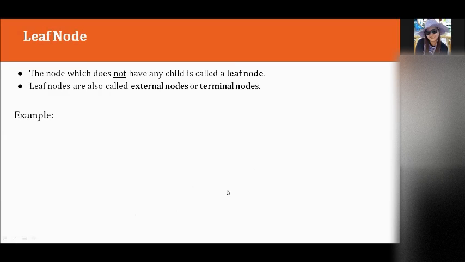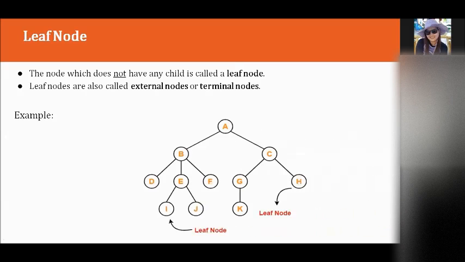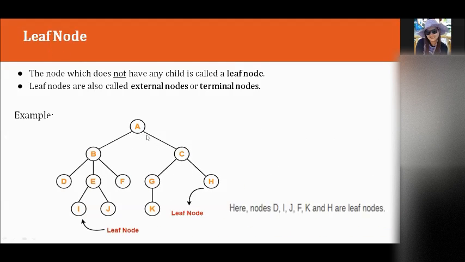How about the leaf node? In Tagalog, yung dahon niya. The node which does not have any child is called a leaf node. Leaf nodes are also called external nodes or terminal nodes. That means there's no child. So like this one, here nodes D, I, J, F, K, H are leaf nodes. If you will notice, there is no other node below them, or in short, there's no child.